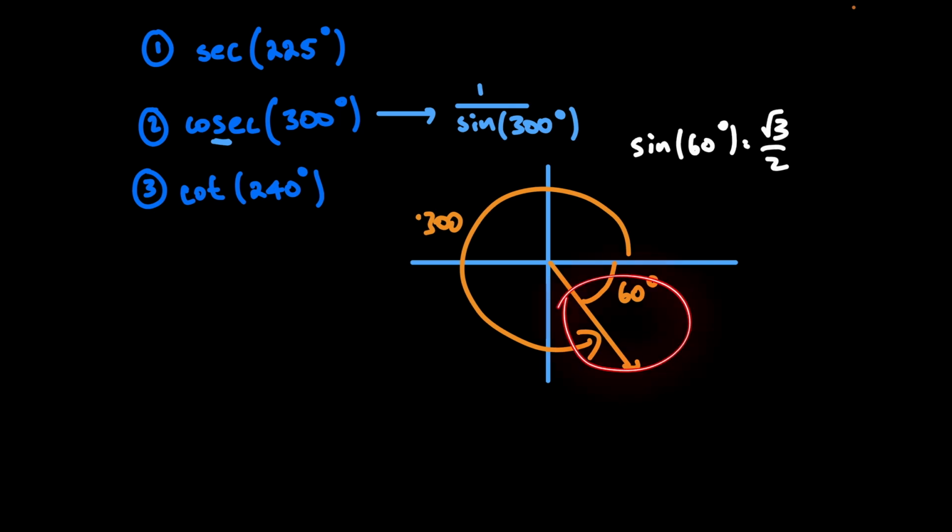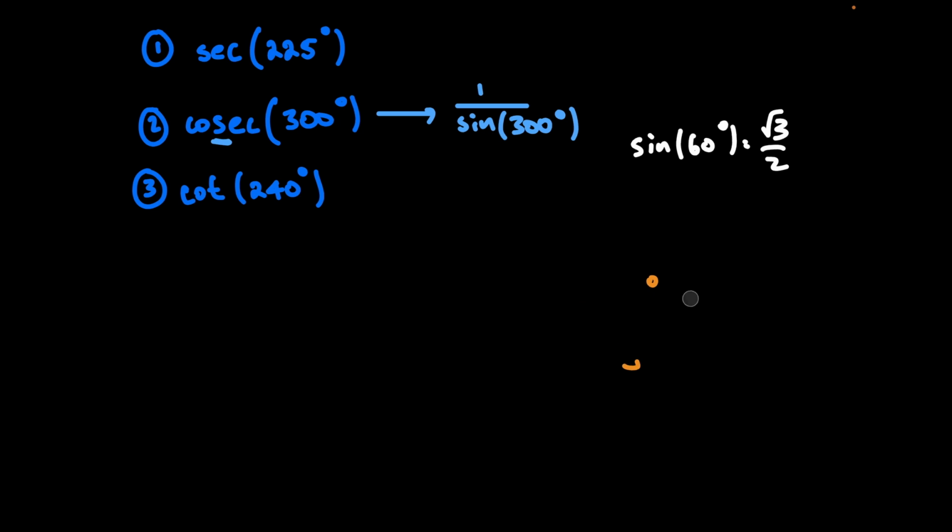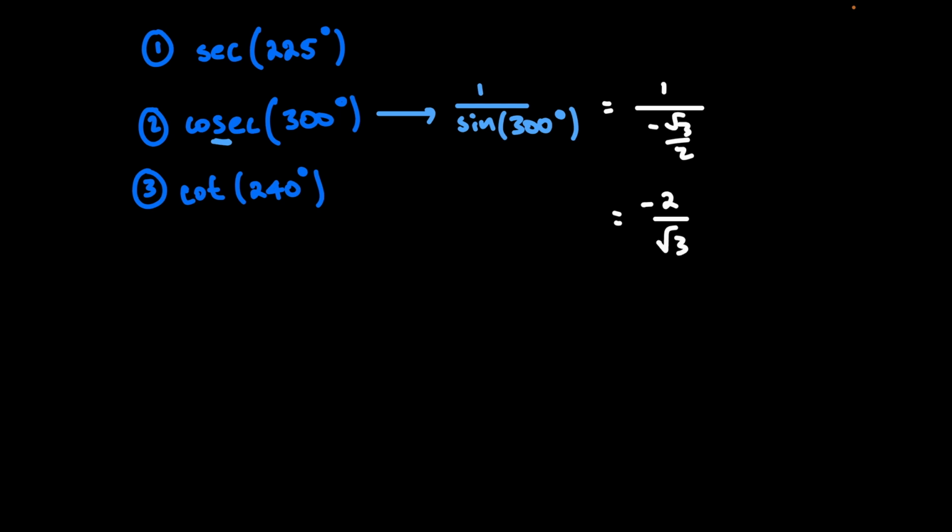And because we're in the fourth quadrant over here, the fourth quadrant means that sine is actually negative, okay, because only cos is positive in this quadrant. So that would mean we're going to use the negative version of this, in which case this is the same as 1 over negative square root 3 over 2, which is the same as negative 2 over square root 3.